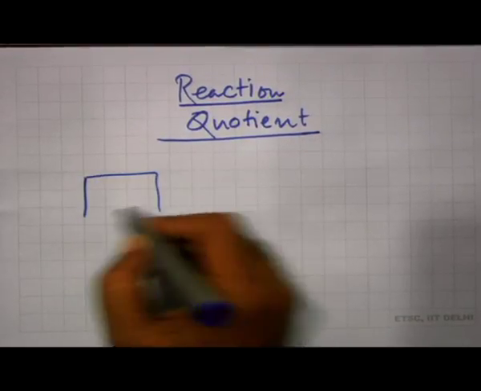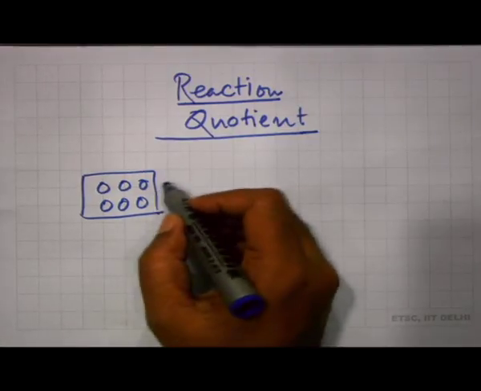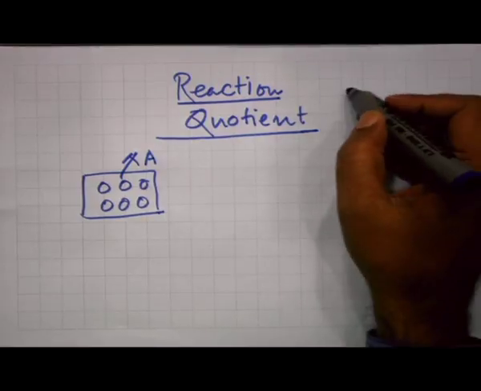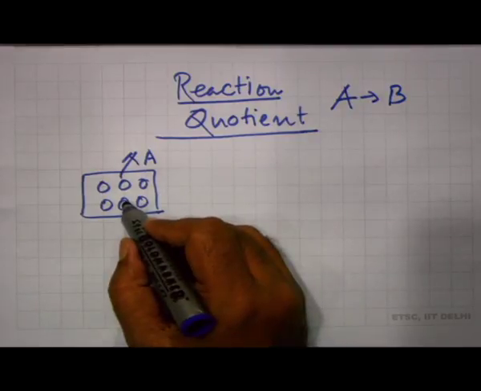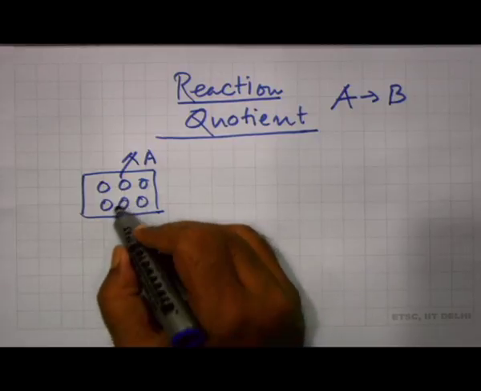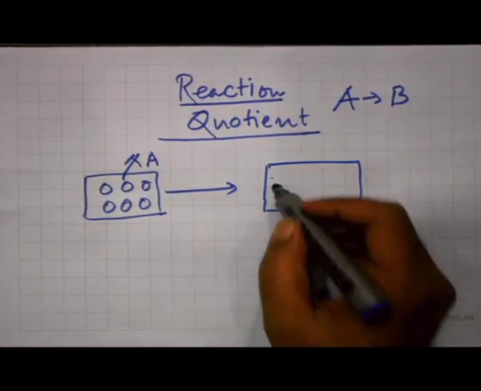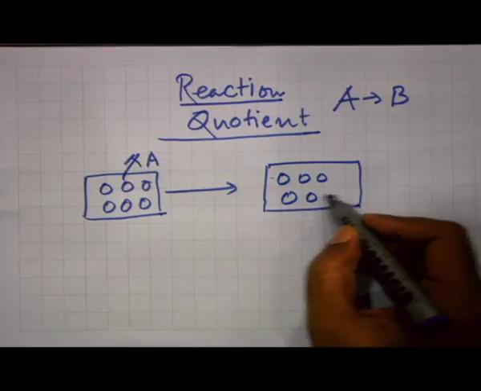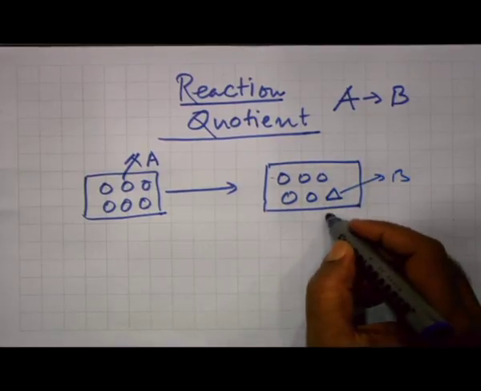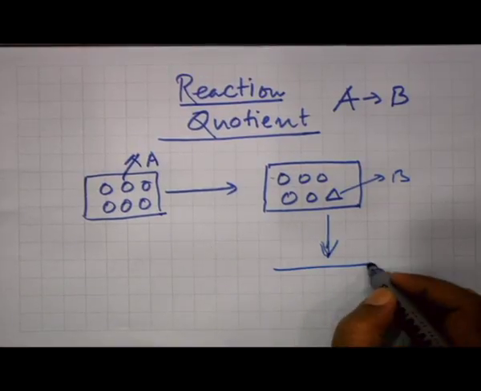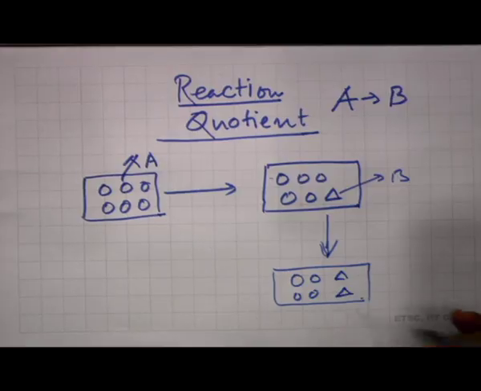So, I told you that if I start with some reactant A, I am talking about a reaction A going to B, and suppose we start with only reactant A in the box, what will happen is this will convert to B first. Suppose one A went to B, this is your B. Then I wait for some more time and one more molecule goes to B.